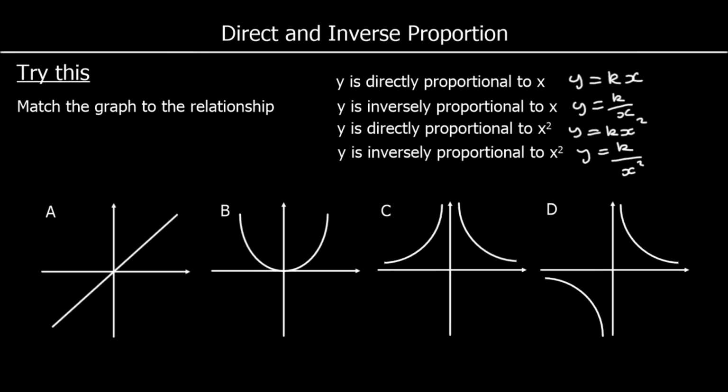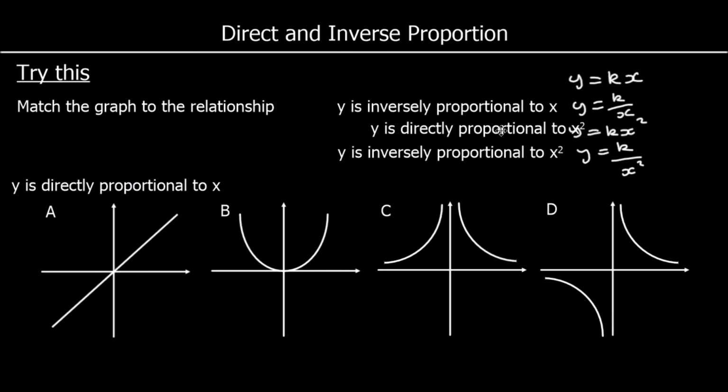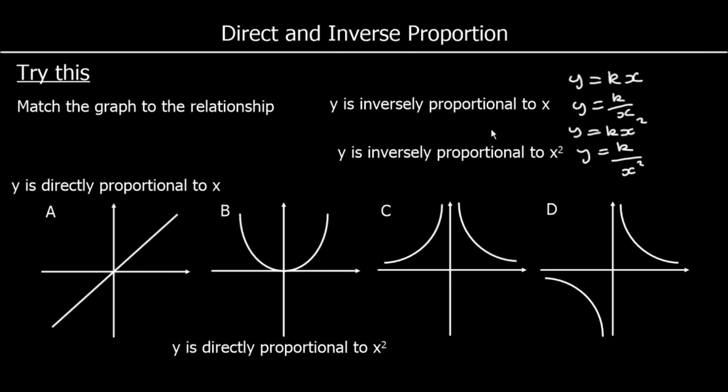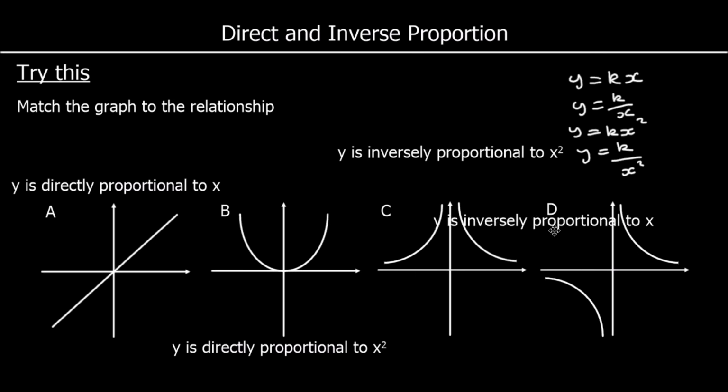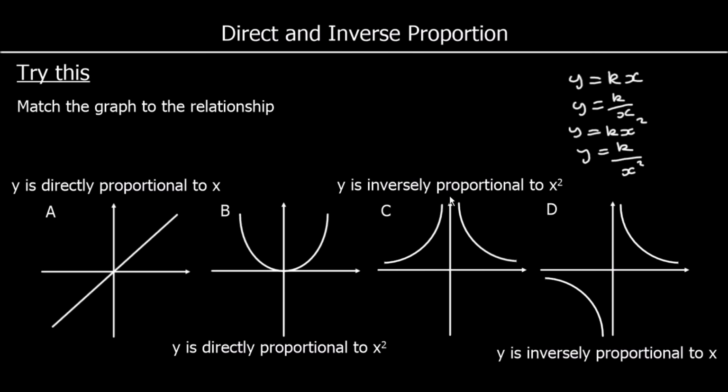So how do these match up? So our straight line graph, y is directly proportional to x, is A. Directly proportional to x squared, our x squared graph is B. Inversely proportional to x, so our 1 over x kind of graph, that's D. And C is the same sort of graph, but it's inversely proportional to x squared. And because x is squared, that means we're always getting positive answers. Because if we square a number, we get a positive answer. So that'll be C.